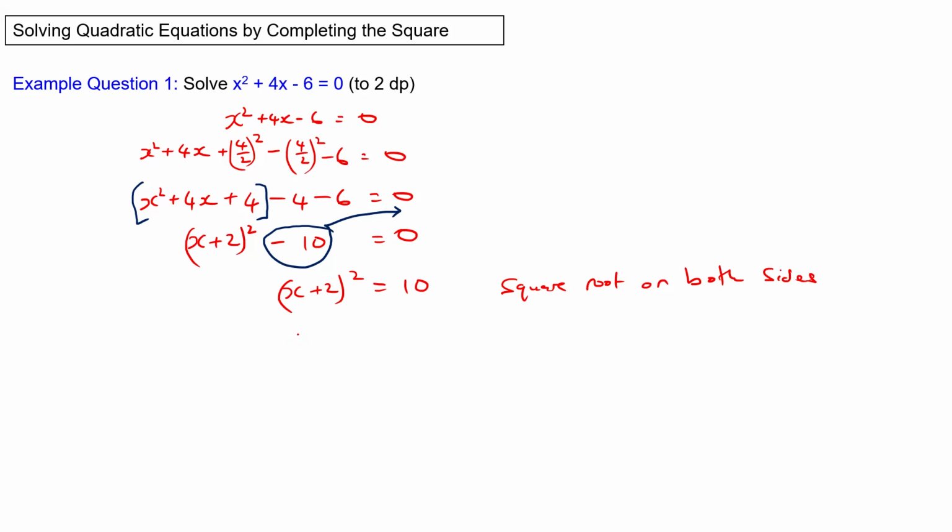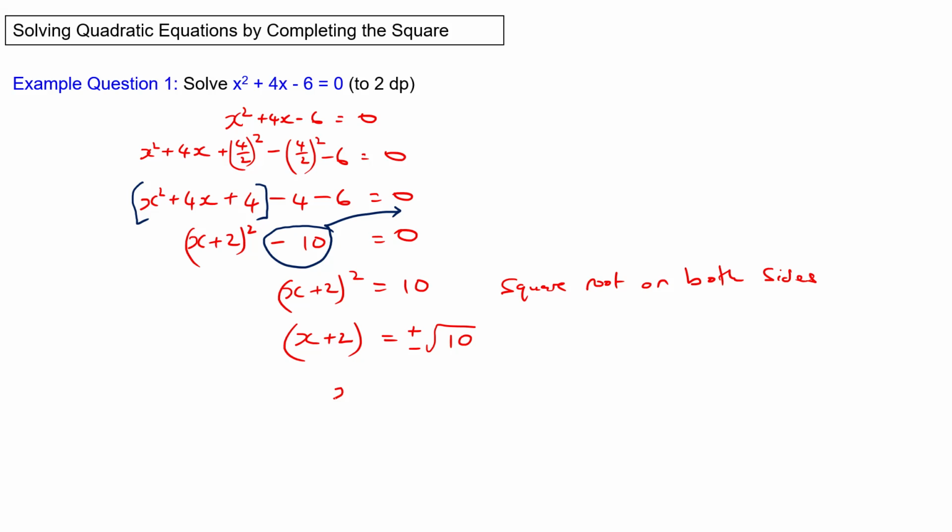So on the left hand side, that leaves me with x plus 2. And on the right hand side is the square root of 10. Now, it's not just the square root of 10, because that's just a positive answer. It's a positive or negative. Because if I square either of them, I get a positive answer.